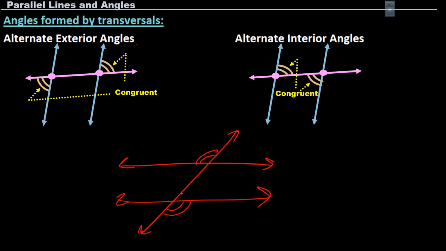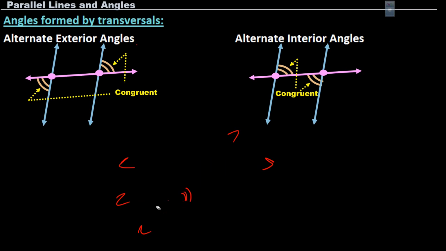These angles are alternate interior angles, and they are congruent to each other. So it doesn't matter which direction those parallel lines are going, these types of angles still exist.